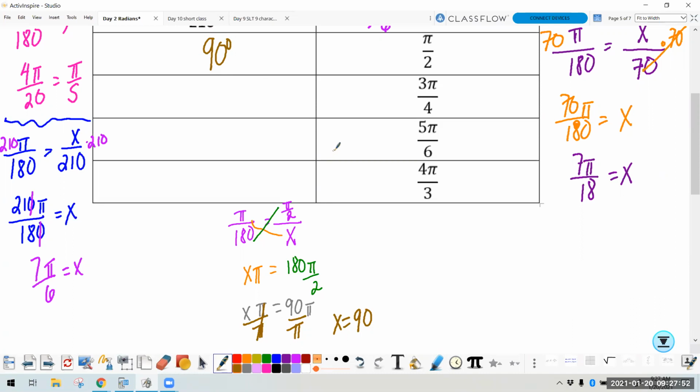Now there is a shortcut when you're given radians. If you don't like this cross multiply and solve way, when you're given radians, we can replace pi with 180. We know pi is 180 degrees. So like for 3 pi over 4, pi is 180. So this is 3 times 180 over 4.